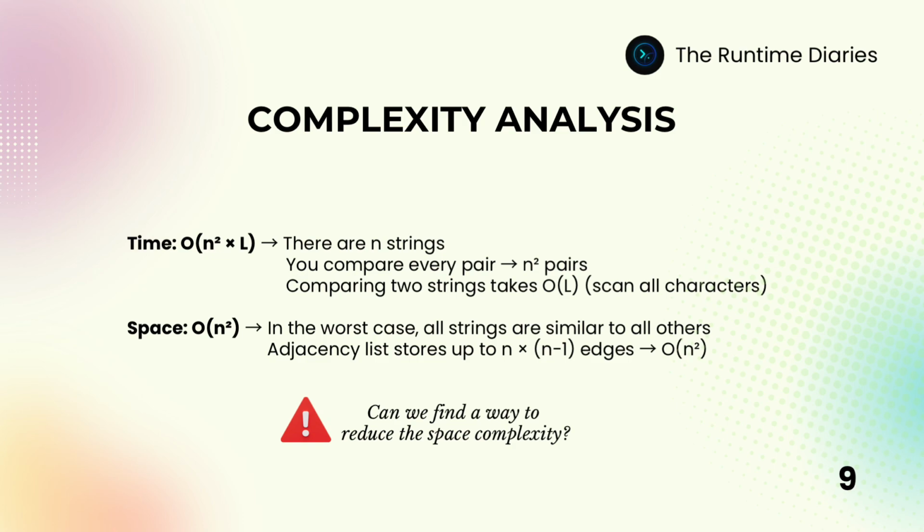Optimizations can reduce constant factors, like exiting early when you find more than 2 mismatches, but they don't change the O of n squared nature of checking pairs.